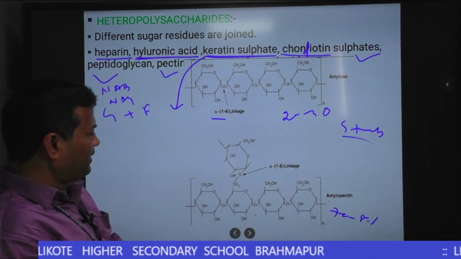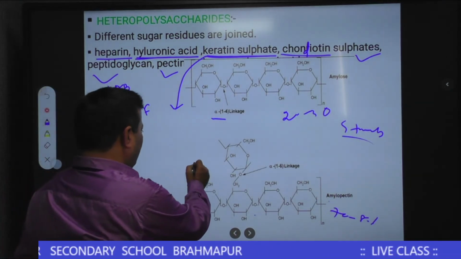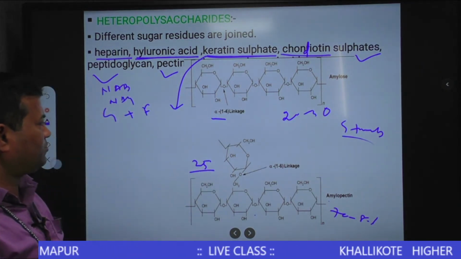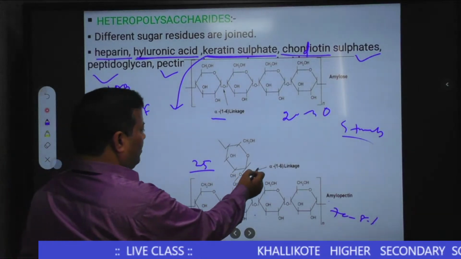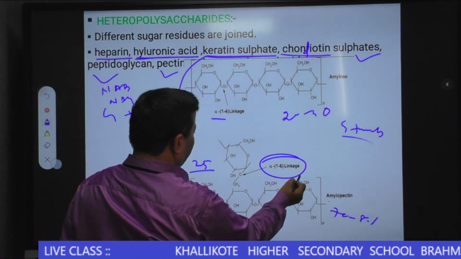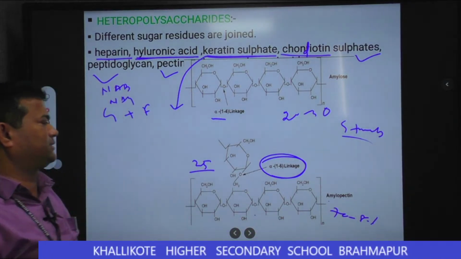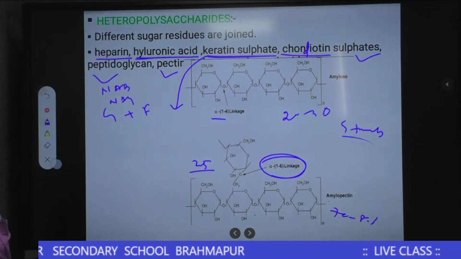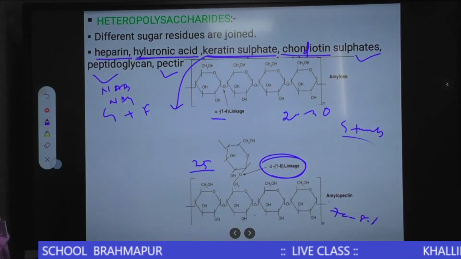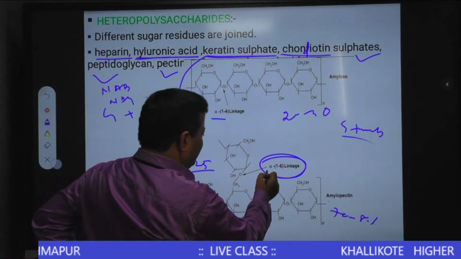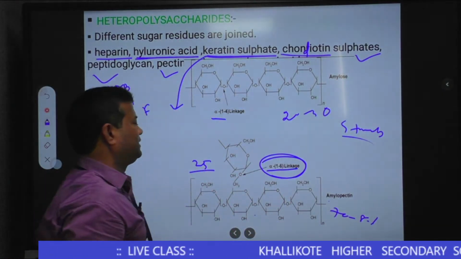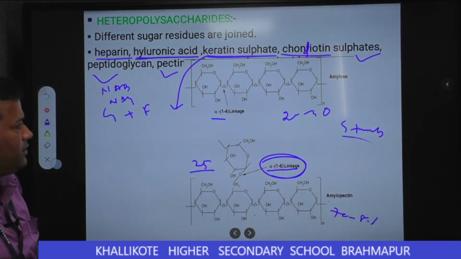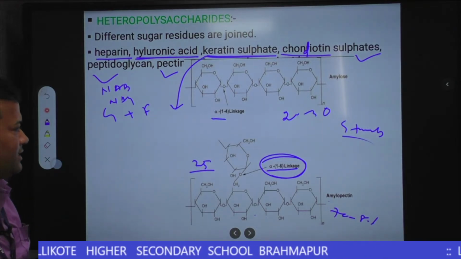Similarly, amylopectin is more branched. After about 25 glucose residues, a branch point is formed, and that branch point is an alpha 1,6 linkage. After 25 sugar residues, a branch point originates, formed by the alpha 1,6 linkage. In the case of starch, the test is done by the iodine test.